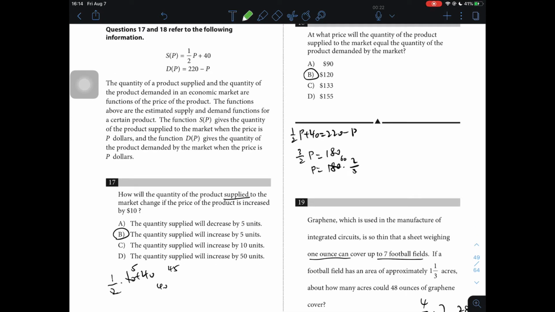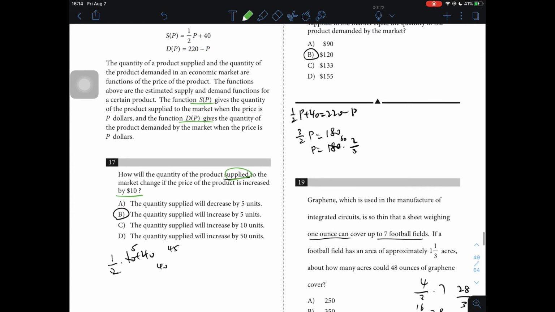This one actually took me a couple of minutes to read through because it's quite confusing. They are asking for something supplied, that's why it's S, and something demanded of the product. This question is asking about supplied, so I underlined supplied market is changed by 10. Usually I like to plug it in because it is the most straightforward. If you plug in letters or substitutes, you will understand, but it will be harder to conceptualize and visualize this problem.